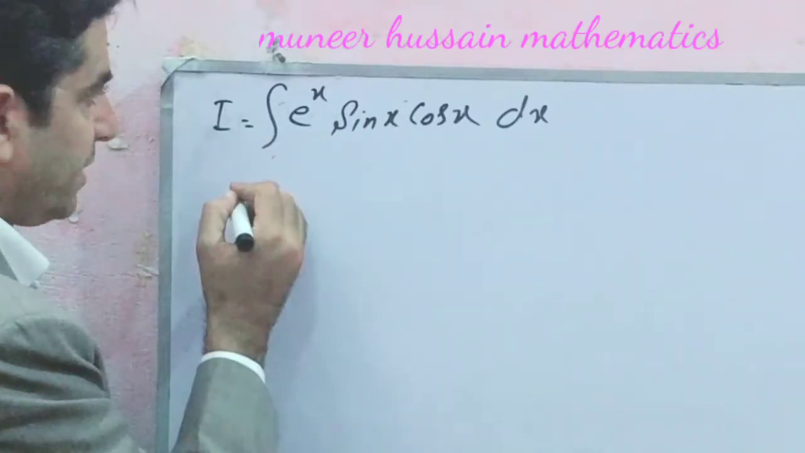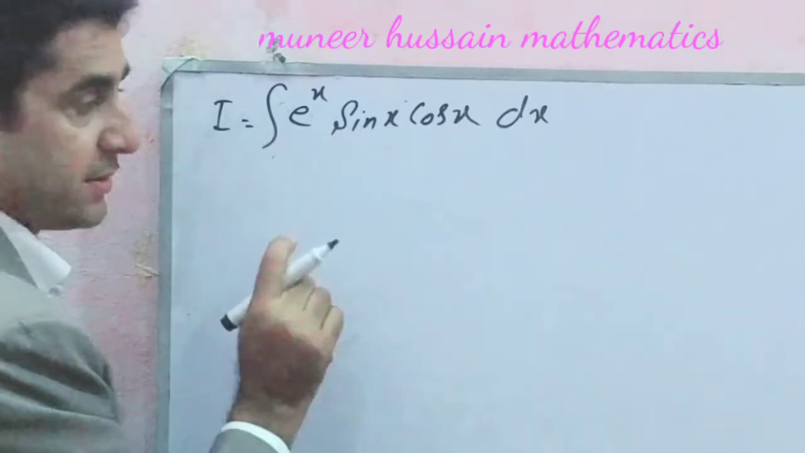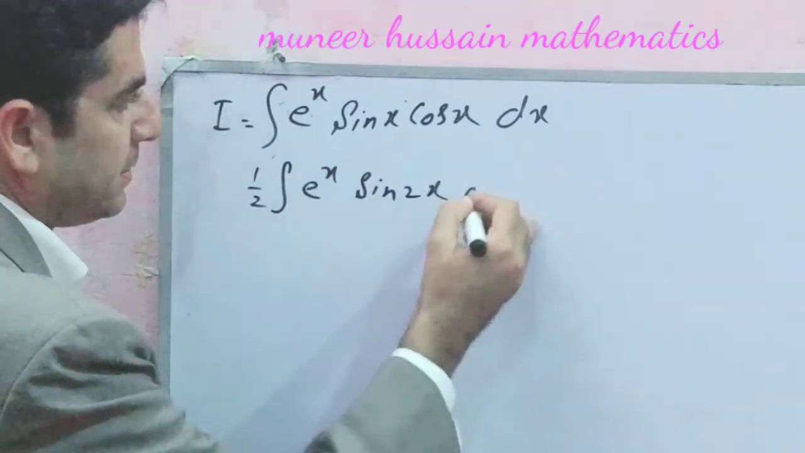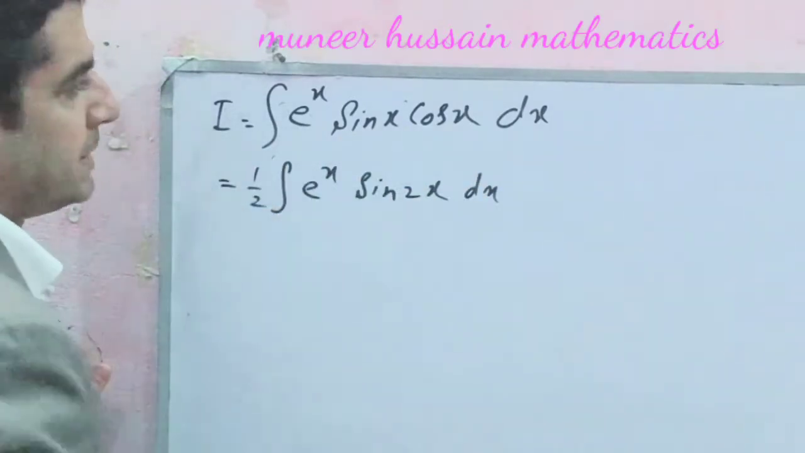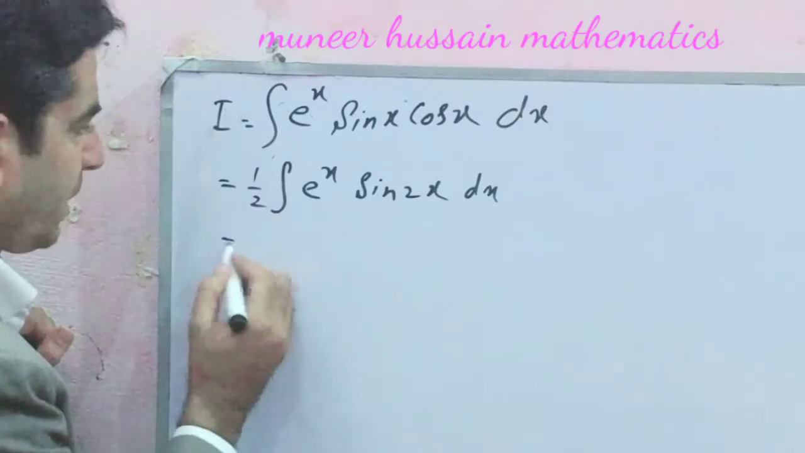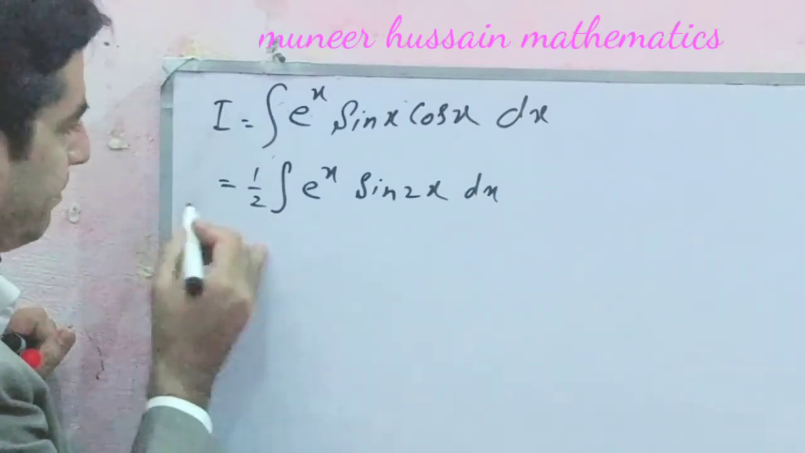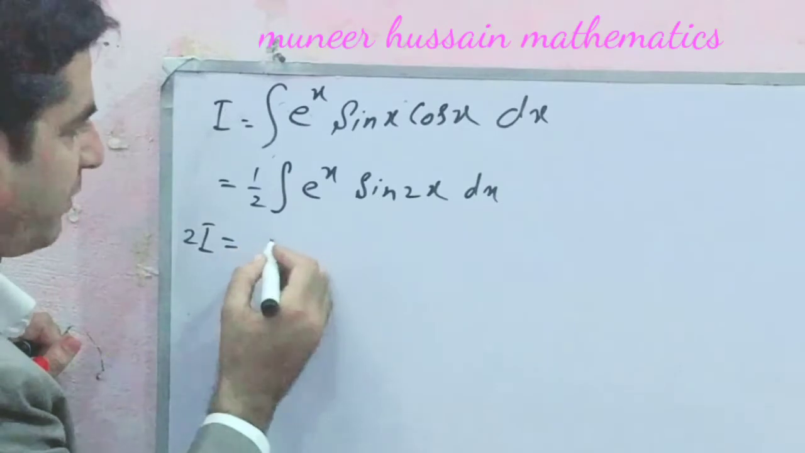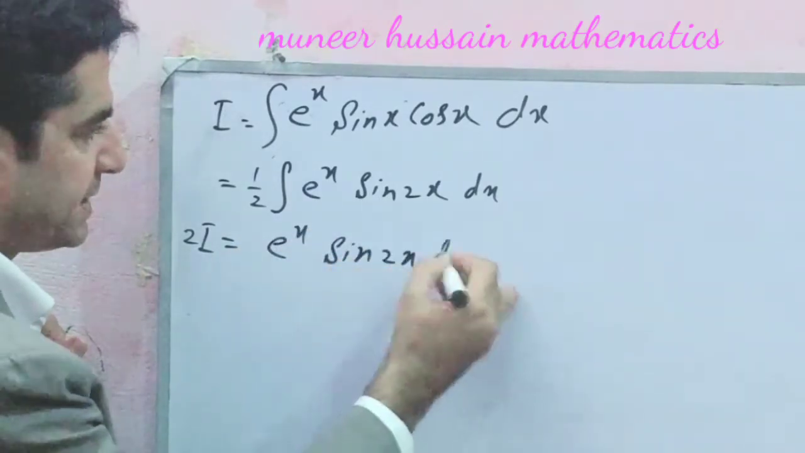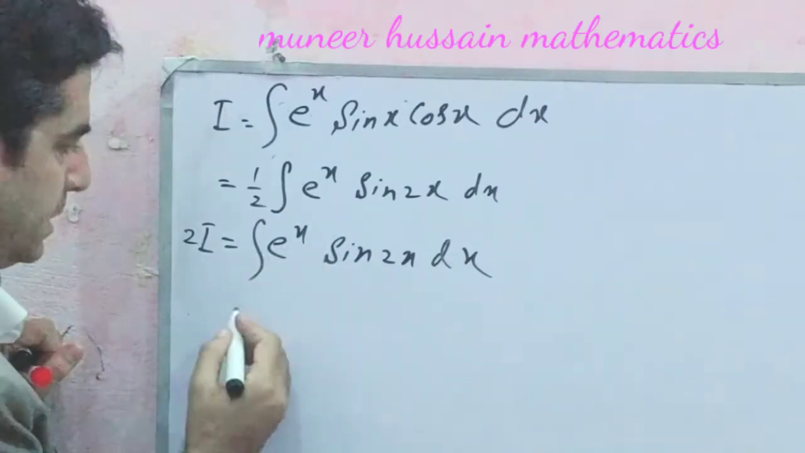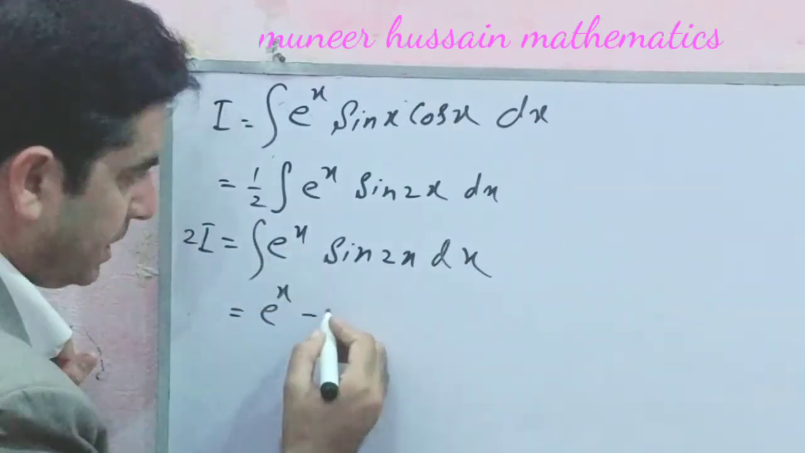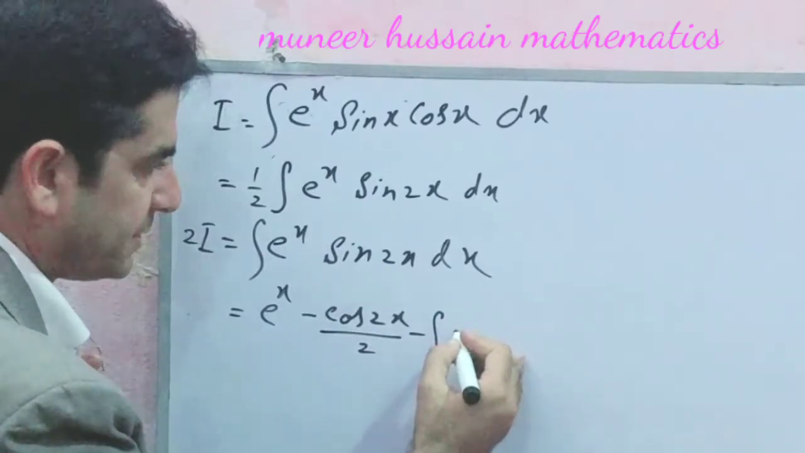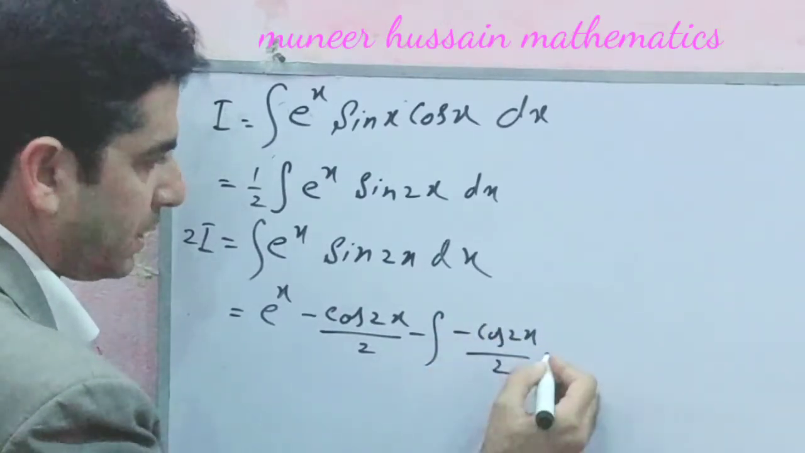So take e^x as the first function, but before that make it sine 2x by taking 1 by 2 out of this. So it will become sine 2x, because 2 sine x cos x is equal to sine 2x. So here 1 by 2 will be there, so we can put 2 out of this, 2I, that will make that question easy, right? Double of I will be equal to e^x sine 2x dx. Now integrating by parts, first simple integration of second, minus integration of the integration repeats, and differential of first.